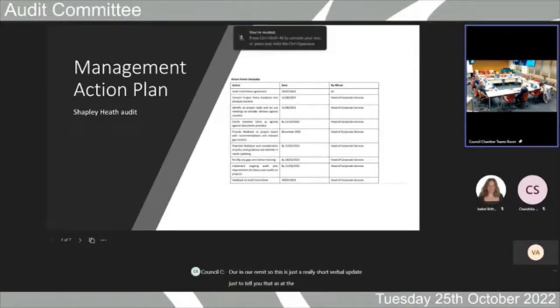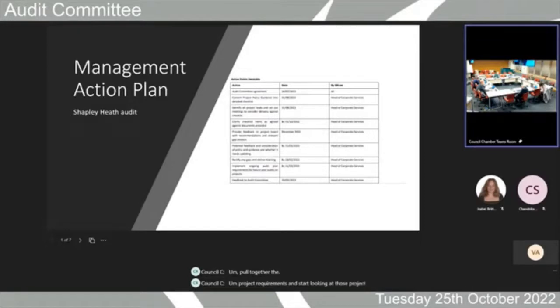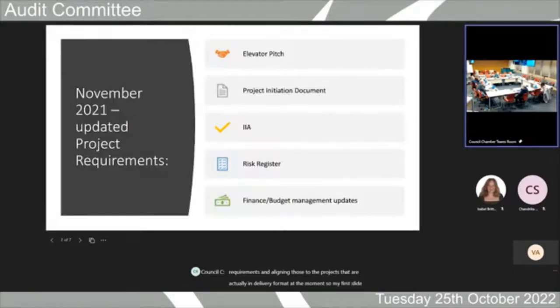the 31st of October, the time frame asked that I would pull together the project requirements and start looking at those project requirements and aligning those to the projects that are actually in delivery at the moment. So my first slide is the project requirements, and these are the key 5 project requirements that are needed by all projects from November 2021.